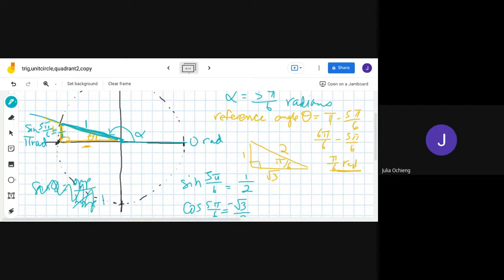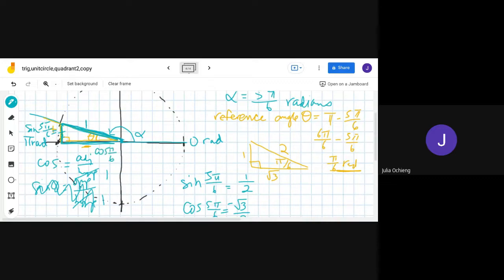cosine is equal to adjacent over hypotenuse, but the hypotenuse is 1, so the cosine is just equal to the adjacent side of the triangle. The x value here is going to be equal to cosine of 5 pi over 6.